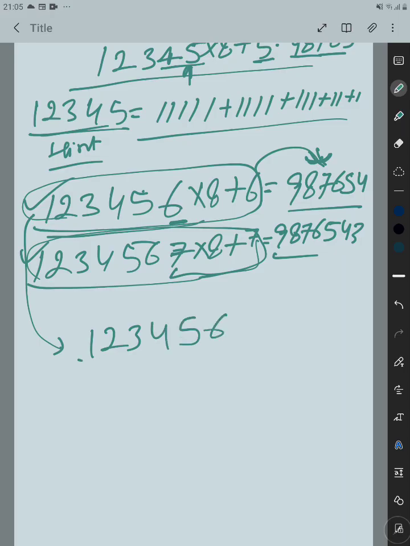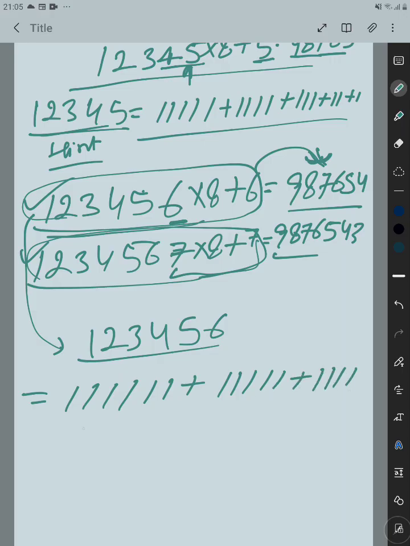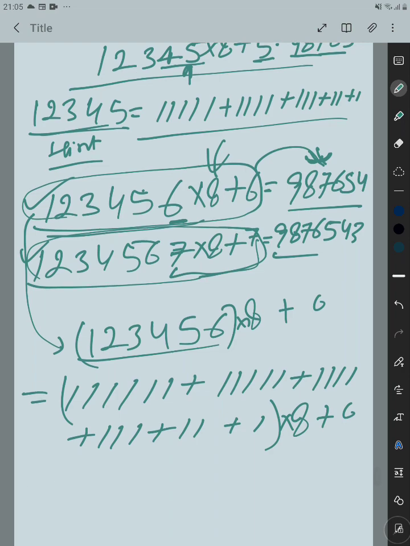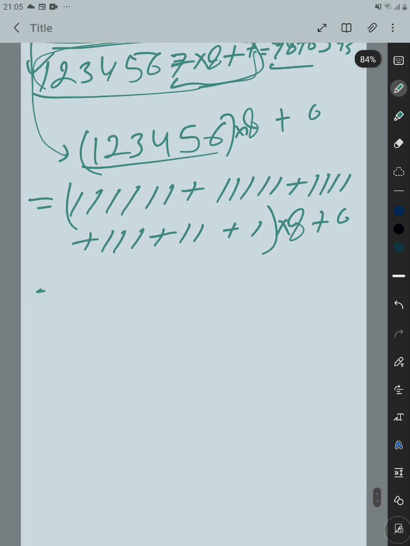With the hint, this one can be written as 11111 plus 1111 plus 111 plus 11 plus 1. So this is multiplied by 8, and then we add 6. Okay, so we multiply this by 8 and add 6. Now we will multiply by 8 and then add up.